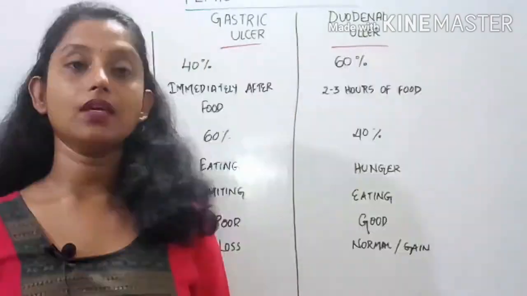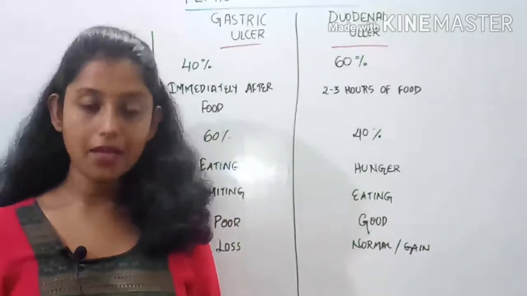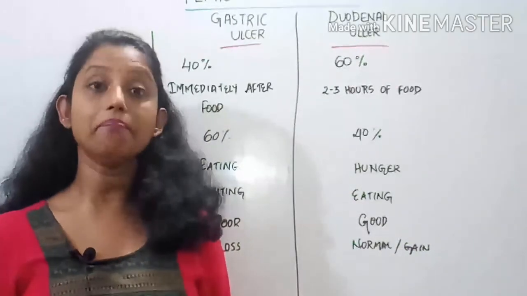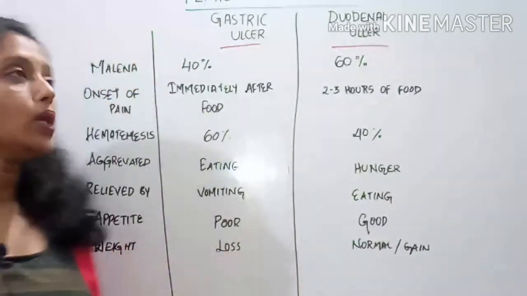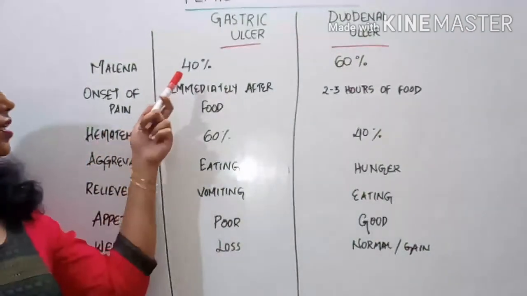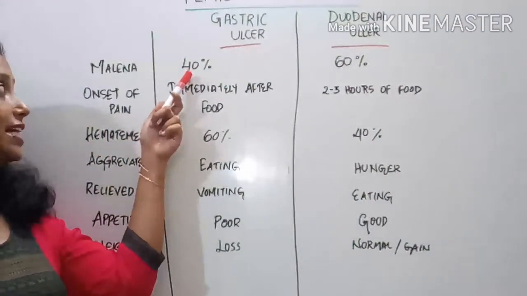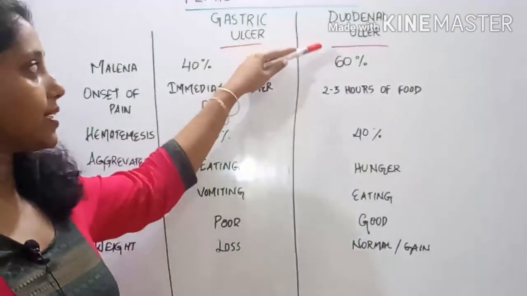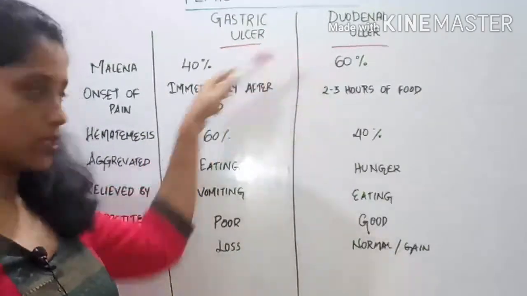duodenal ulcer. The next heading is melena. Melena is defined as blood in stool. So in gastric ulcer, the chance of getting melena is 40%, whereas in duodenal ulcer it is 60%.